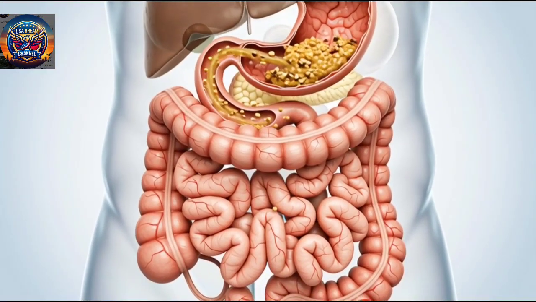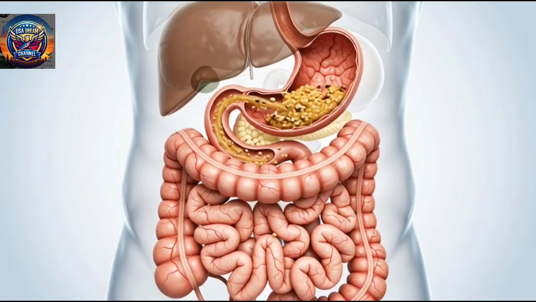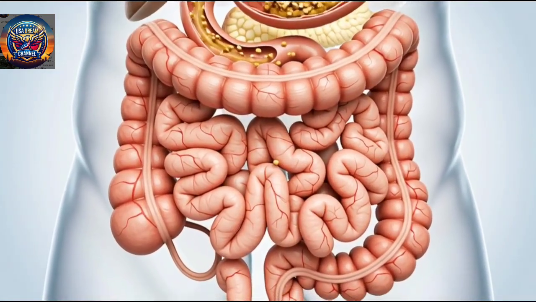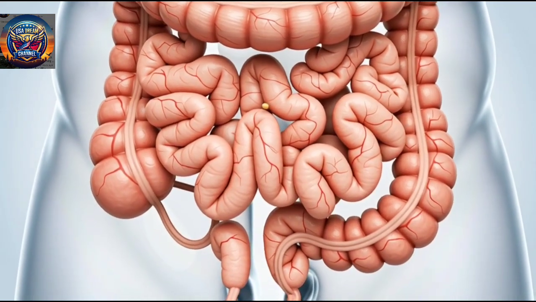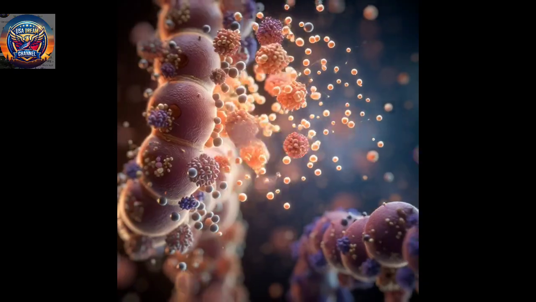In the stomach, the food is mixed with stomach acid and digestive enzymes. The stomach muscles continuously churn the food. The partially digested food then moves into the small intestine, where most digestion and nutrient absorption takes place.